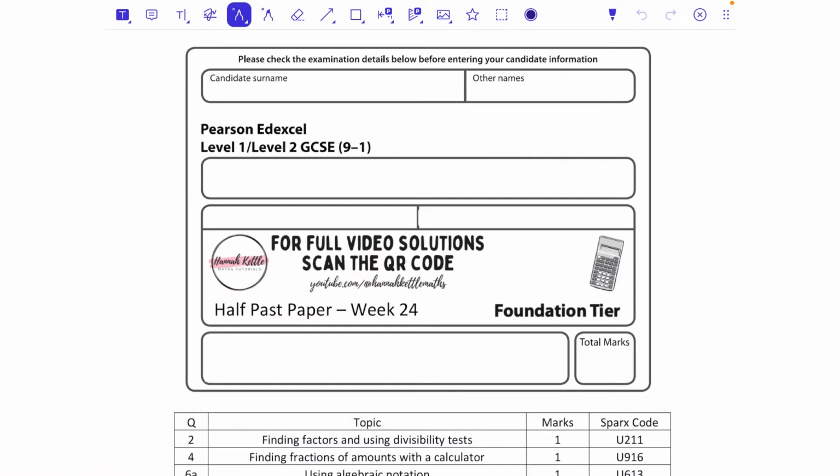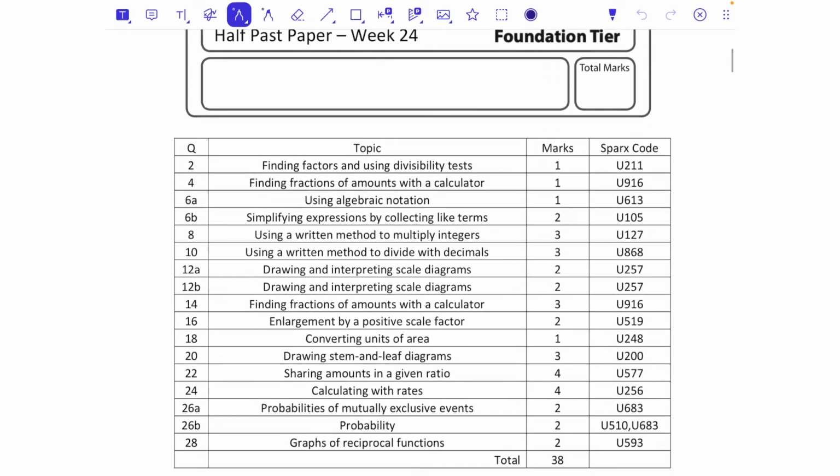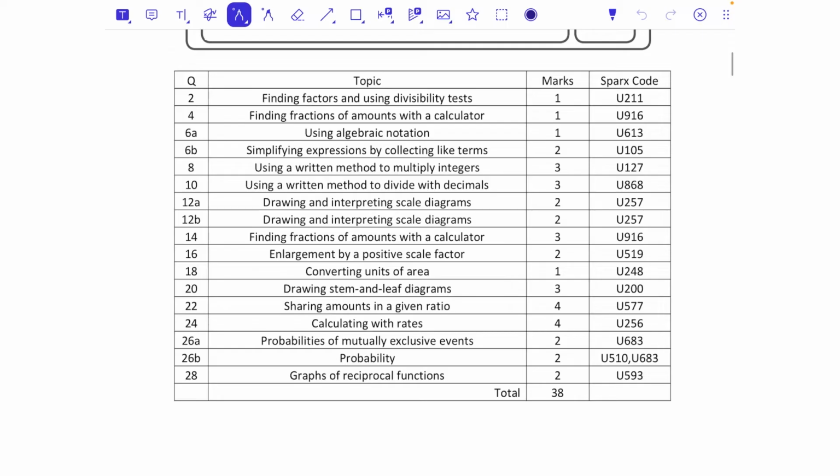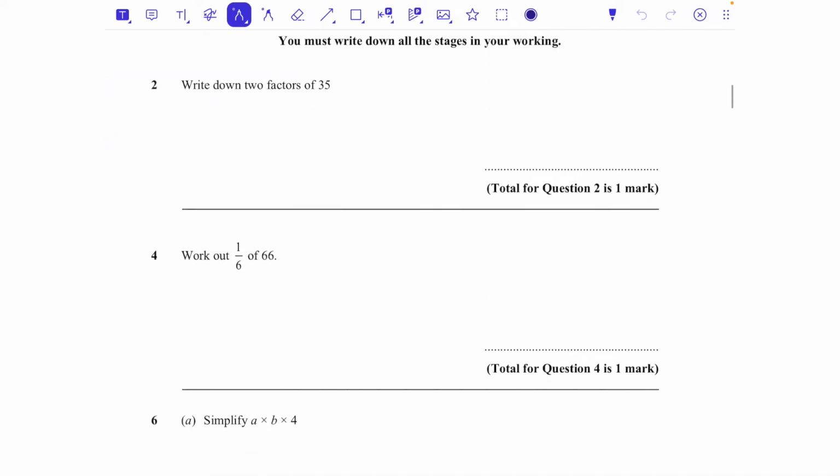This is Half Past Paper Week 24, Foundation Tier, and a calculator paper this week. So grab your calculator, make sure you've got it handy, and let's go. All the even numbers this week, and we've got 38 marks, so about half a past paper. Normally a past paper is out of 80, and then we've got all of the Sparx codes there on the right if you do have access to Sparx.